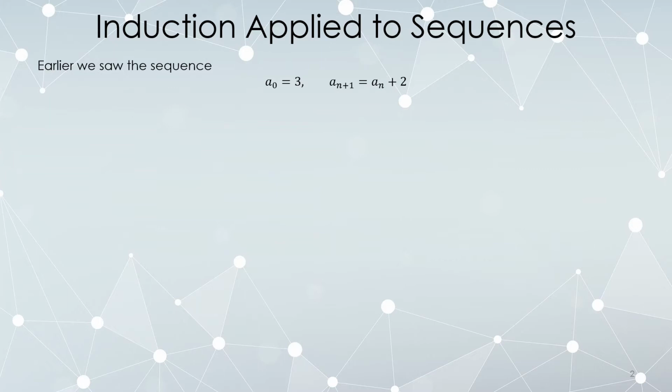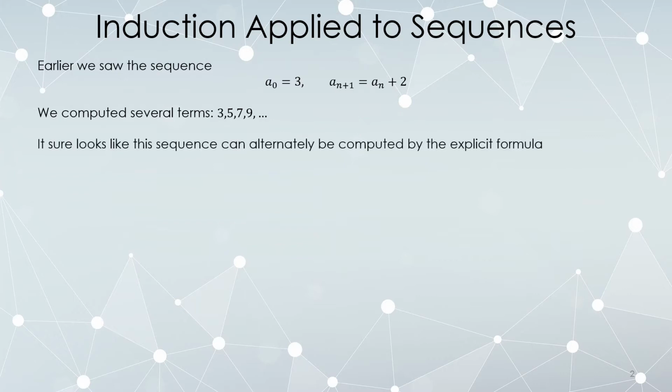It could also be called a one-step recursive sequence because to get a single term of the sequence, you need one term before it. So we computed several terms of the sequence, and they were 3, that's a sub 0, a sub 1 was 5, a sub 2 was 7, and then 9, and so forth. Now it certainly looks as if the terms of this sequence can be computed by an explicit formula, where a sub n is 2 times n plus 3.